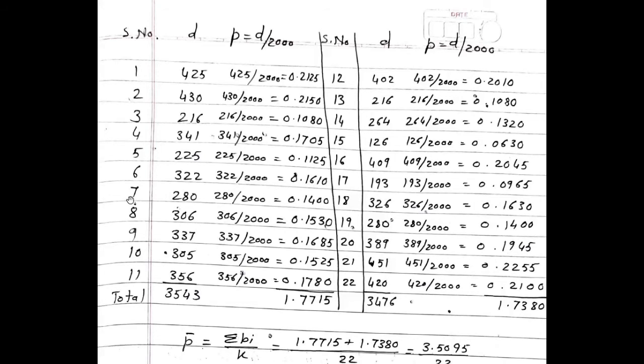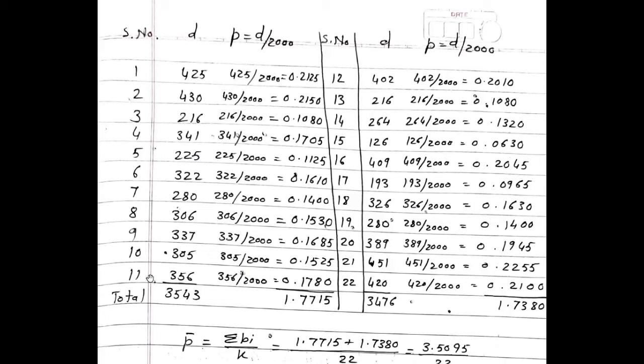Next sample, D value is 280 out of 2000. So 280 upon 2000 becomes p and the value is 0.1530. Ninth sample, D is 337. So 337 divided by 2000, the value becomes 0.1685. Next 10th sample, the value is 305. So 305 divided by 2000. So p value becomes 0.1525.